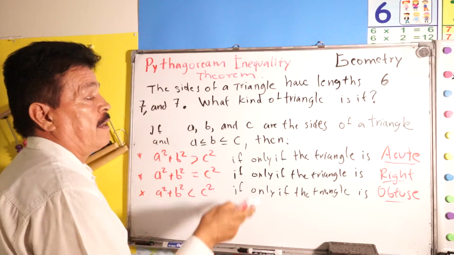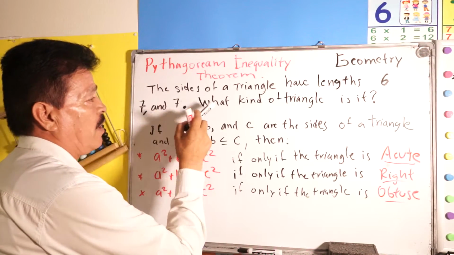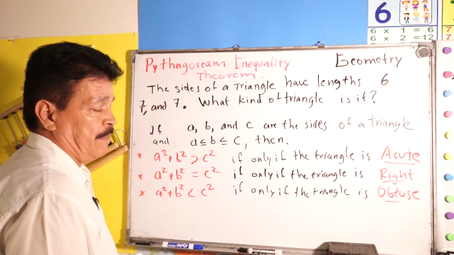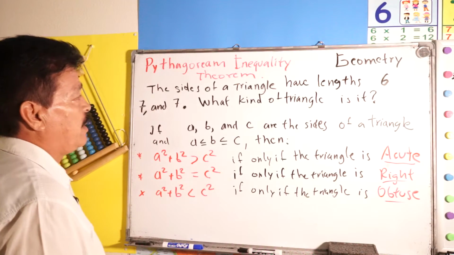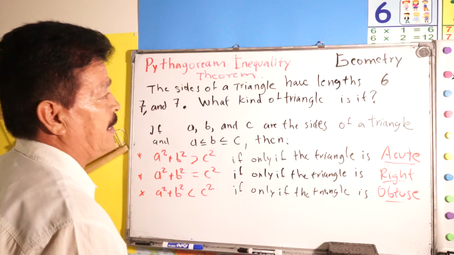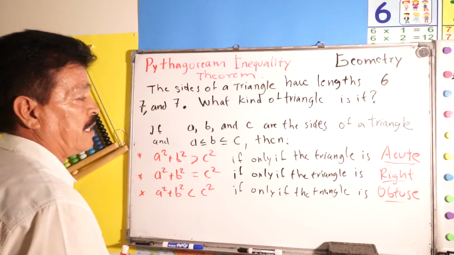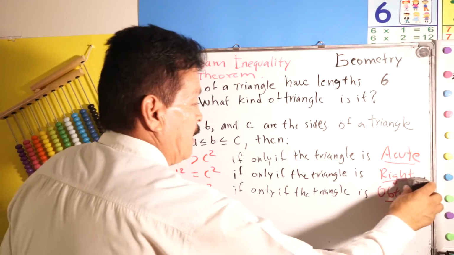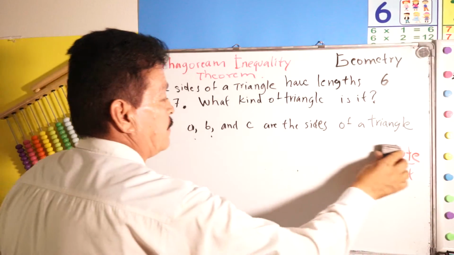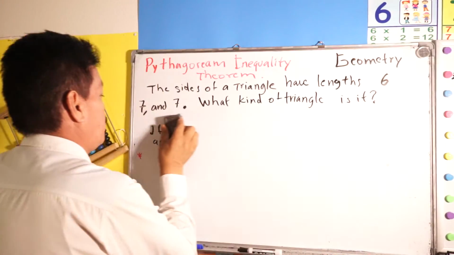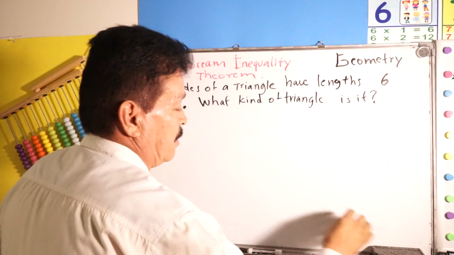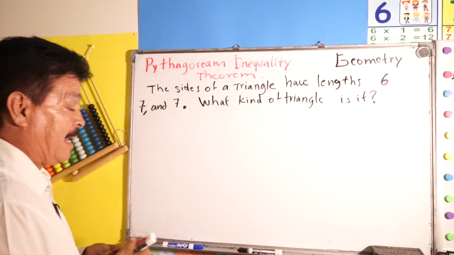This helps us find the answer to our problem here. In this case, the sides of the triangle have lengths 6, 7, and 7. What kind of triangle is it? Alright, let's start. Keep in mind these main points. This is the main concept, actually the definition for the class today.